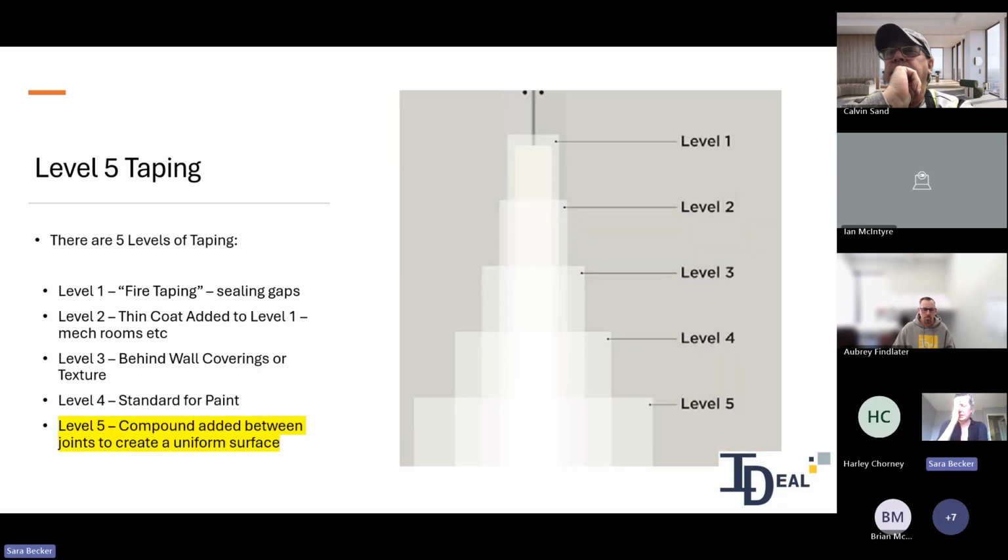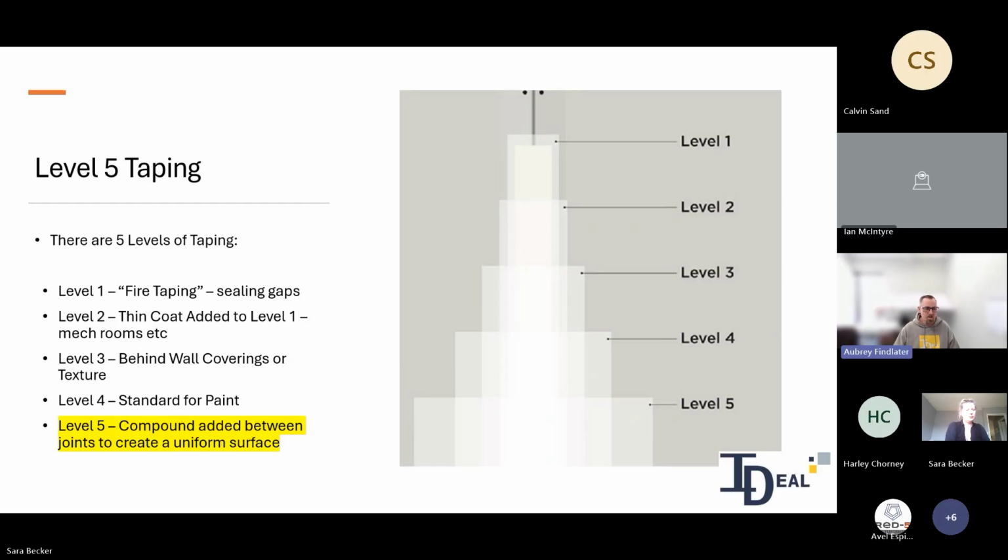So I'm going to get Aubrey to step in here because he's a taping expert and he can explain the levels for context for anybody who is unaware. Aubrey? Hey guys. Yeah, so as it's showing here, level 1 is just a standard fire tape to seal off the walls, prevent any airflow going through. So it's usually garages or skirting, like tops in units, any kind of walls that have to have fire rating, but they don't need a finish.